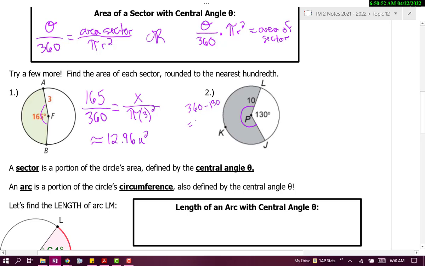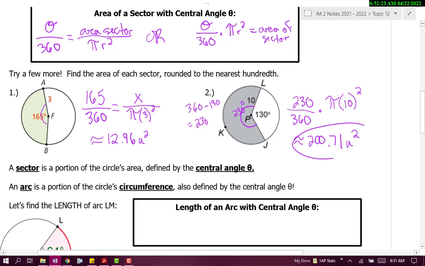And that'll give us 230. That's what this angle is, 230 degrees. It's over a straight line, because it's over half of a circle. So it's 230 over 360, then just times pi times the radius squared. We just throw that all in our calculator. We get 200.71 units squared.